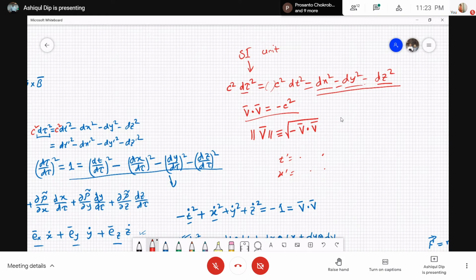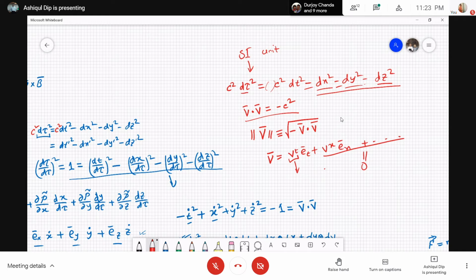Does it make sense? Okay. Let me show you. Your velocity v can be written as vt et plus vx ex and so on, right? If these parts are 0, then the only component of your velocity is vt. So you're moving in the time direction only.